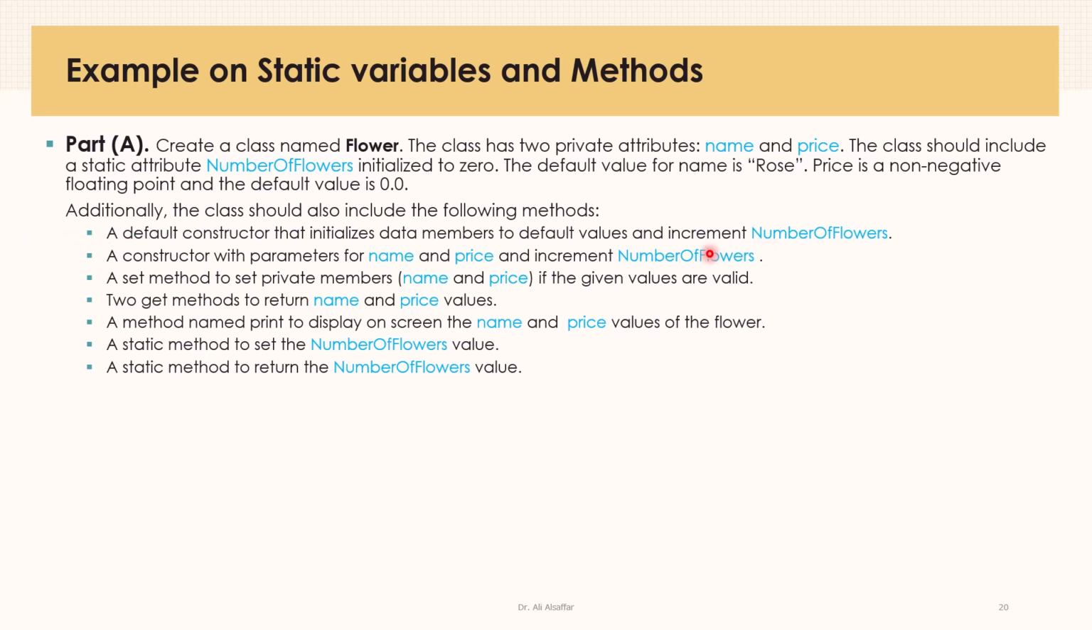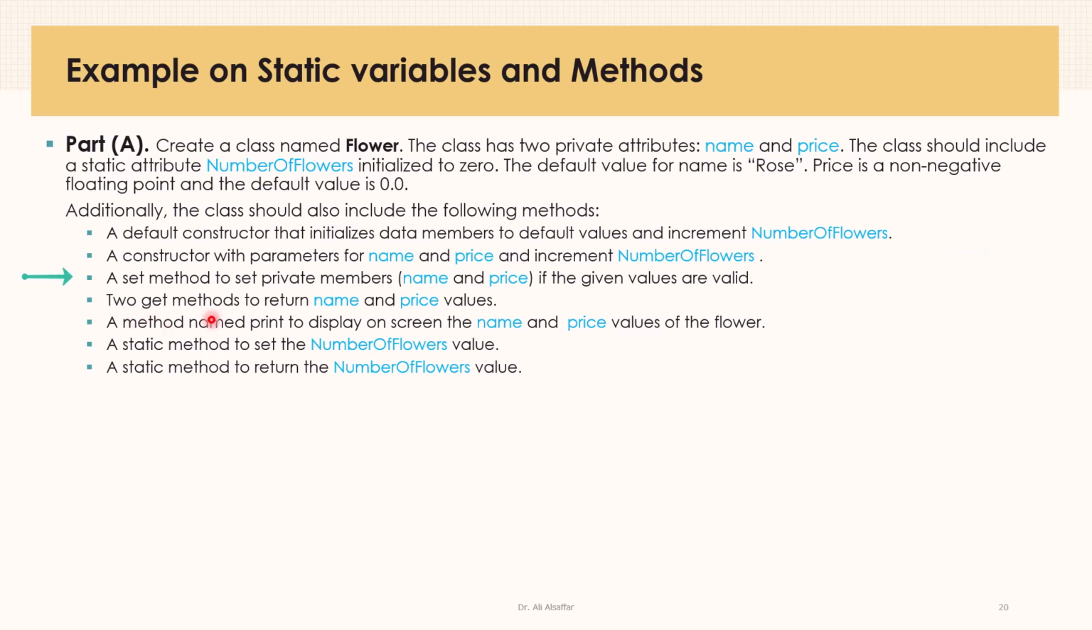And the second constructor is going to initialize the two data members, name and price, and at the same time, it will increment number of flowers. This needs 2 parameters. The first parameter will be for name and the second parameter will be for price. And inside, the static variable number of flowers will be incremented by 1.